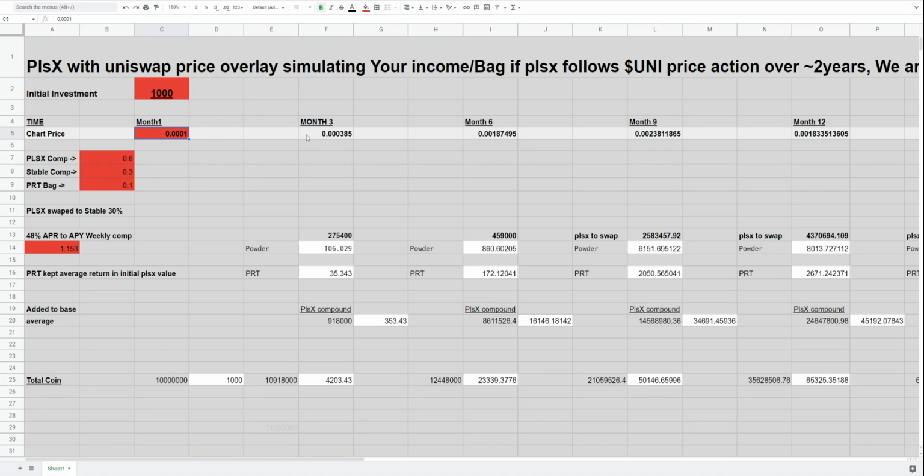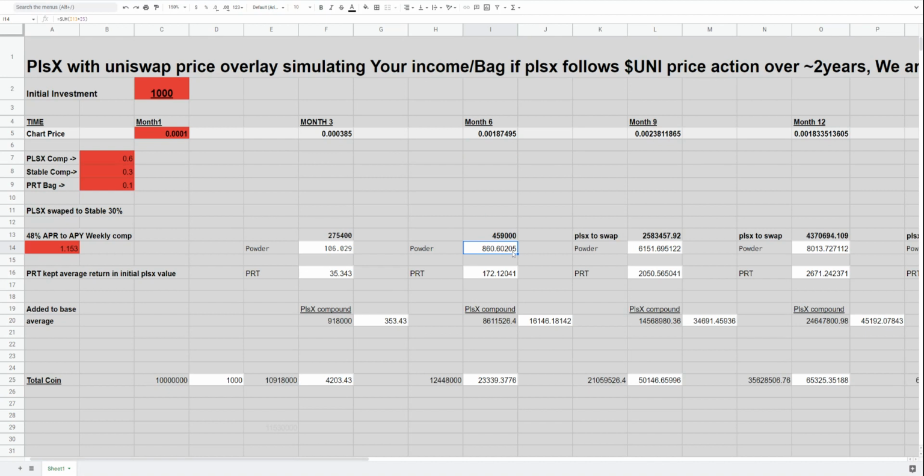And our PLSX bag that we're continuing to compound with is $4,203. So we did a nice 3.8x here, and our PLSX bag alone is up over 4x because we're compounding and we're staking. We're not just holding and doing nothing with it. Half a year in, right? Month 6, you can see here we've gone up by, right up here in the left-hand corner, 4.87. So it'll be 487%. That's a little over 4x, a little under 5x.